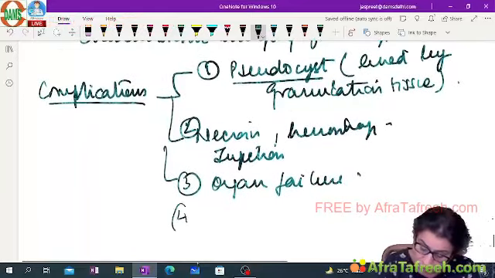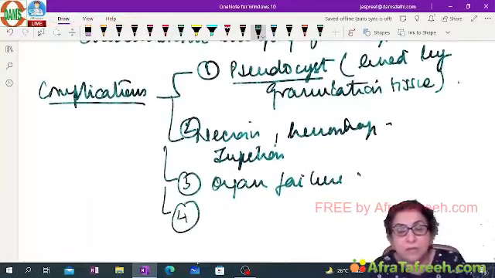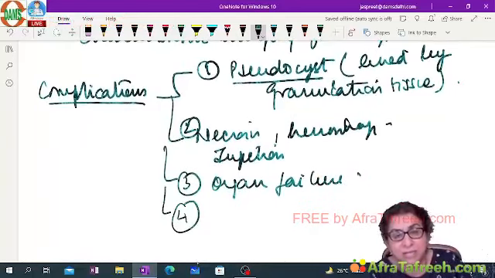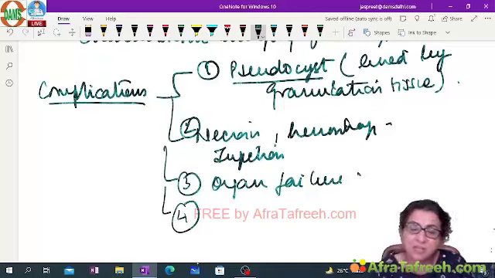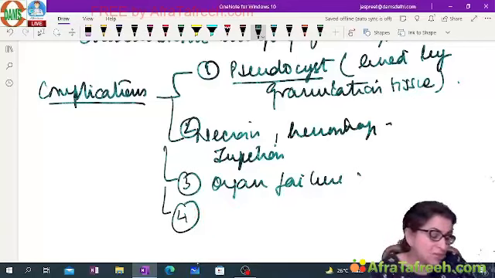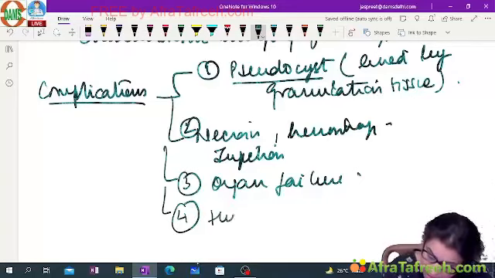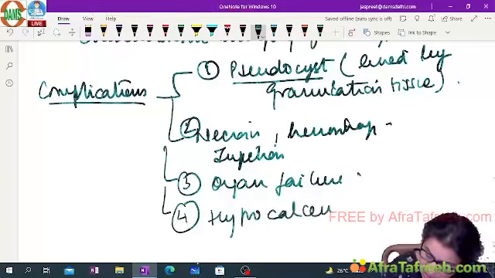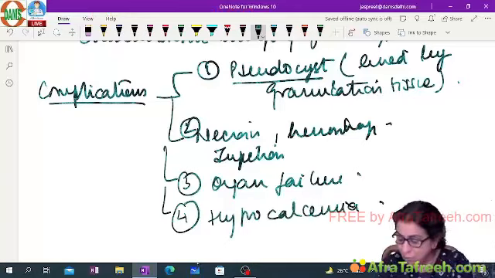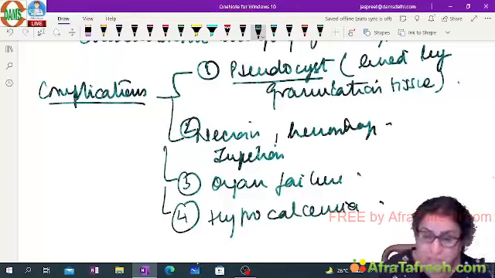And fourth, if you remember, when pancreatic enzymes are released, they cause saponification of fats in the abdominal cavity. So in the mesenteric fat, fat necrosis happens, and areas of fat necrosis have a chalky white appearance due to deposition of calcium. Calcium gets used up and precipitates in those chalky white deposits, so patients can develop hypocalcemia.